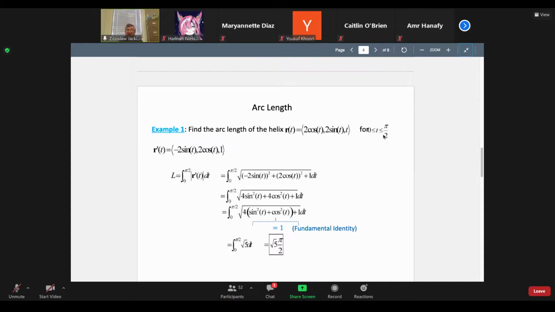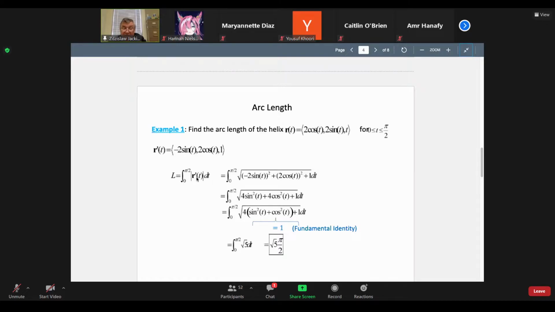Again, it's a direct application of the formula. You need to compute the derivative, which is easy, component by component. So r prime of t is minus 2 sine t, 2 cosine t, and the derivative of t is 1. Okay, so the arc length, using the formula on the previous slide, is the integral, with t ranging from 0 to pi over 2, those are the limits of the parameter, of the magnitude of r prime of t dt.